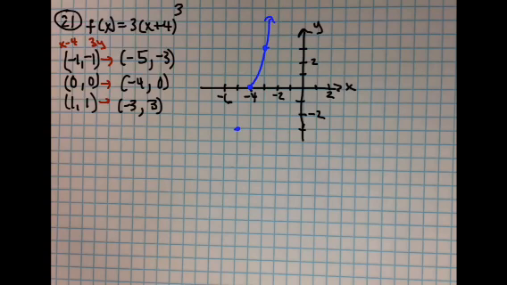Now, it's not as curvy because of the A being so big. It just stretched it vertically, but it's still a curve.